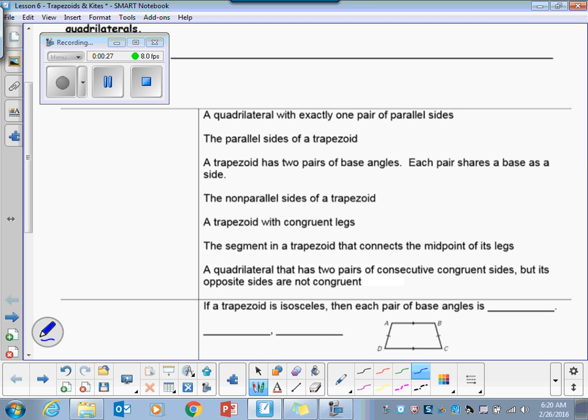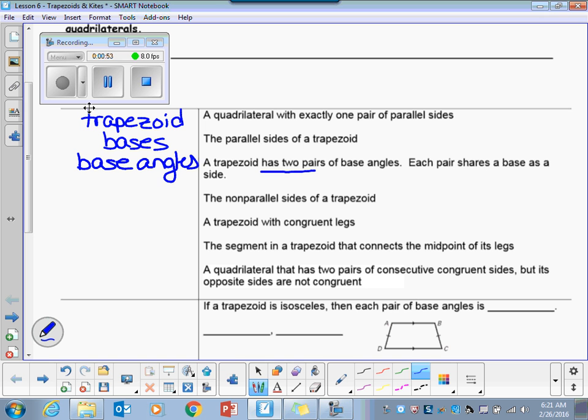A quadrilateral with exactly one pair of parallel sides is a trapezoid. The parallel sides of a trapezoid are called the bases, and a trapezoid has two pairs of base angles. Each pair shares a base as a side.